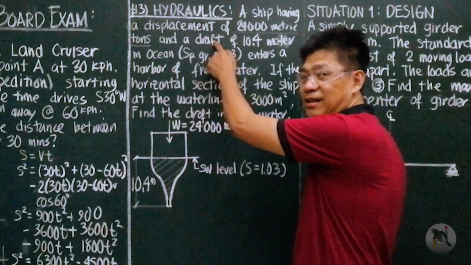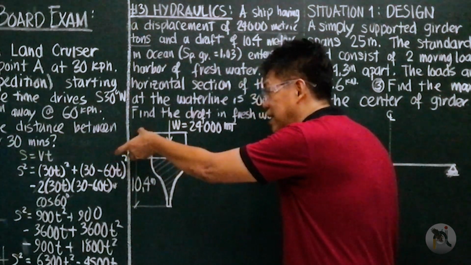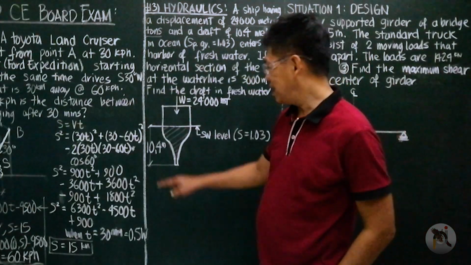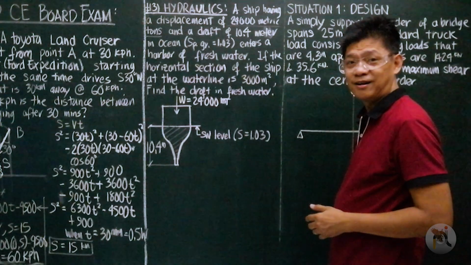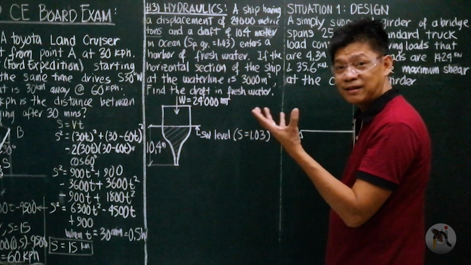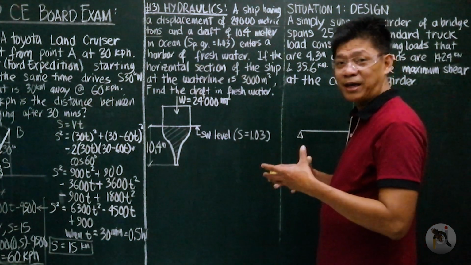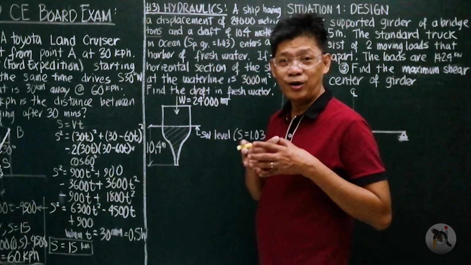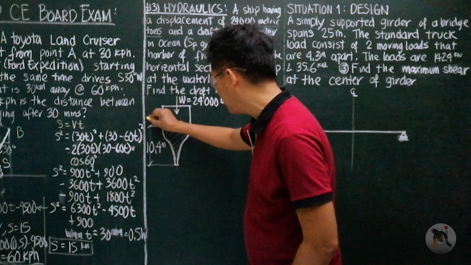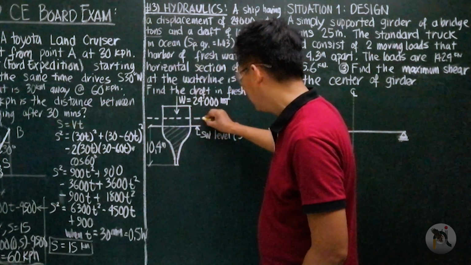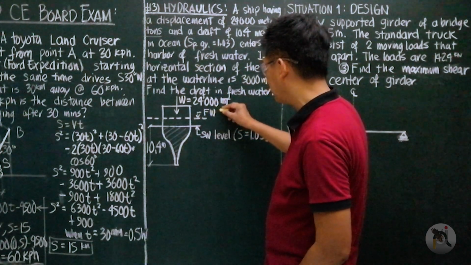And our draft, the portion, the vertical height, is called the draft, 10.4. The portion that is floating is called the flotation. So this is 10.4 meters. The question is, it enters a harbor of fresh water. Since seawater is heavier than fresh water, the specific gravity of seawater is 1.03. So if you replace that by fresh water, then you will need more volume in order to carry the 2,400 metric tons. So it means when you enter it or submerge it to fresh water, the depth of submergence must be more than that. So this is going to be the fresh water level.